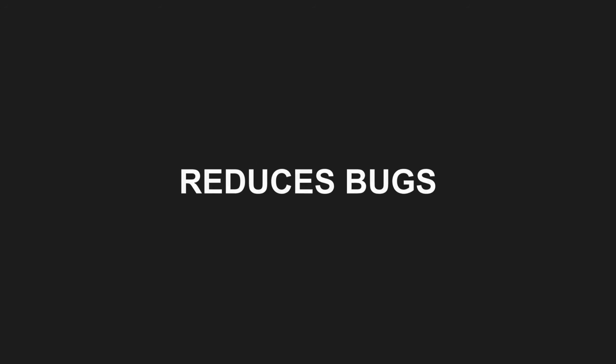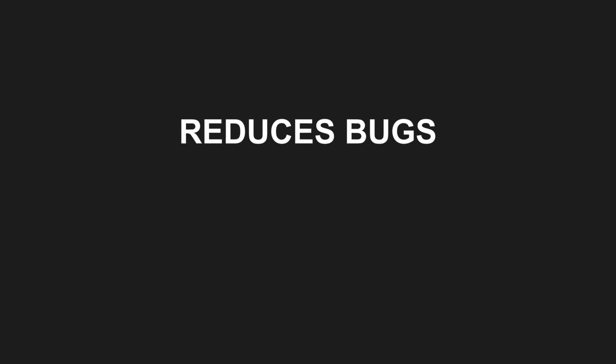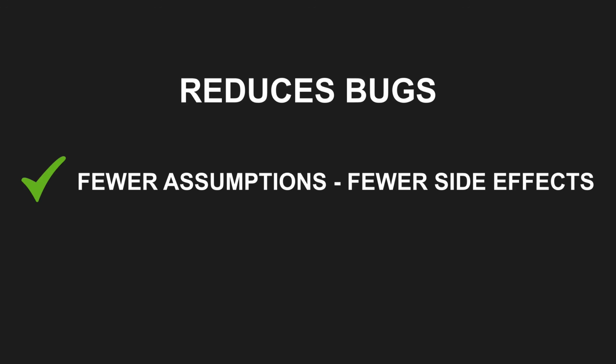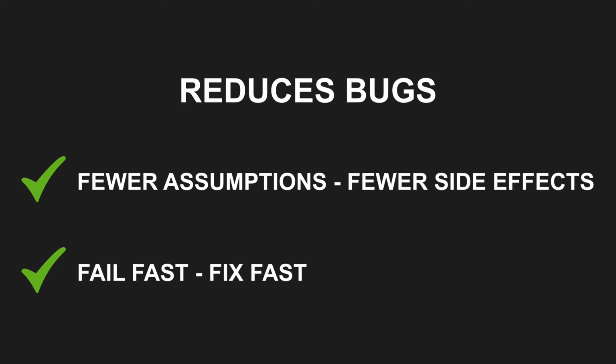Reason number 2, it reduces bugs. Because readers no longer have to make assumptions, which could be wrong, future changes are less likely to introduce unexpected side effects. And even when not all bugs can be prevented, design by contract makes finding bugs much easier. It ensures that software fails fast as soon as an expectation is violated, not dozens of method calls later.